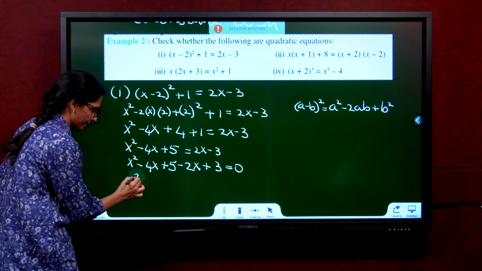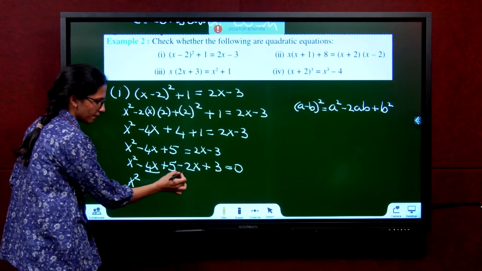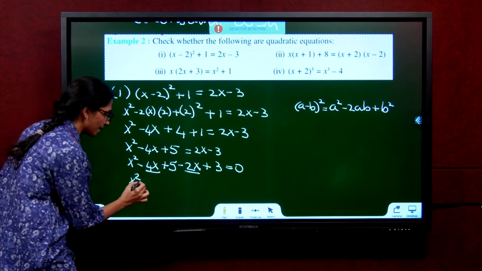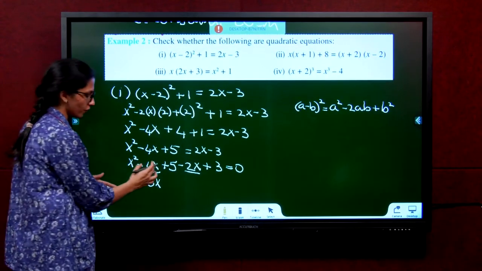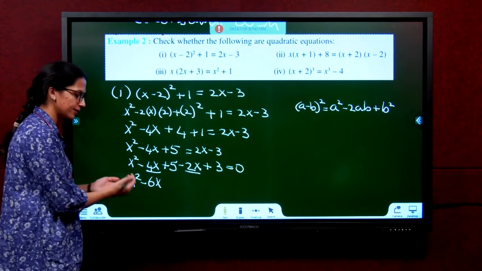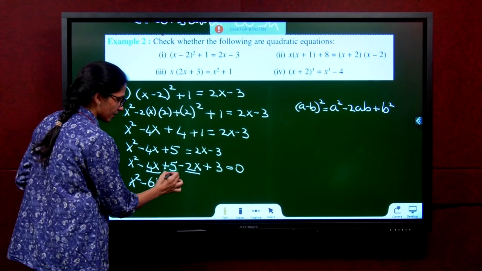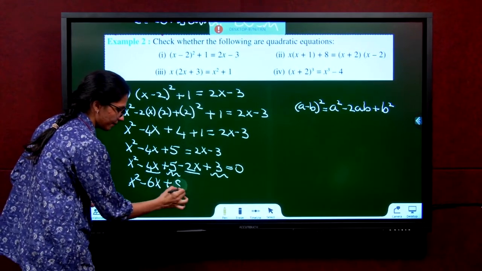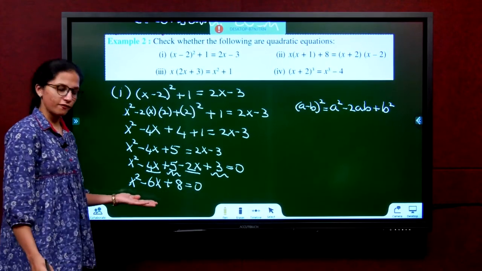x square. This is minus 4x minus 2x. Minus 4 minus 2 is minus 6. So totally minus 4x minus 2x is minus 6x. Plus 5 plus 3 is nothing but plus 8. So now this is the most simplified form.